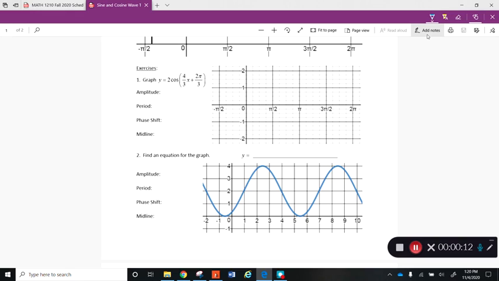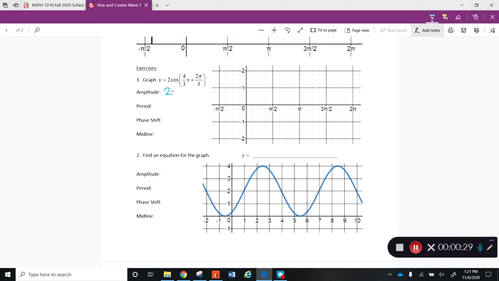So first, for this first one here with y equals 2 times cosine of 4/3 x plus 2 pi over 3, in this one, amplitude is going to be 2, and that comes from the a value, that 2 times the cosine. So that's that.